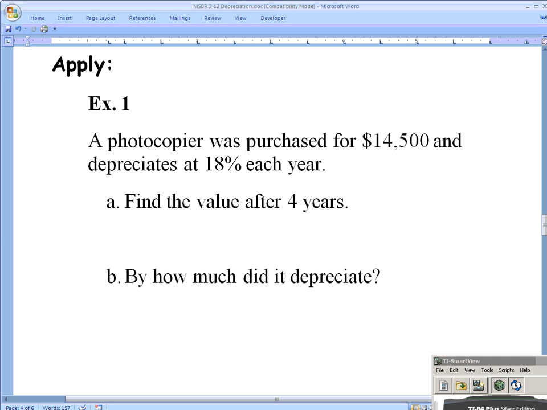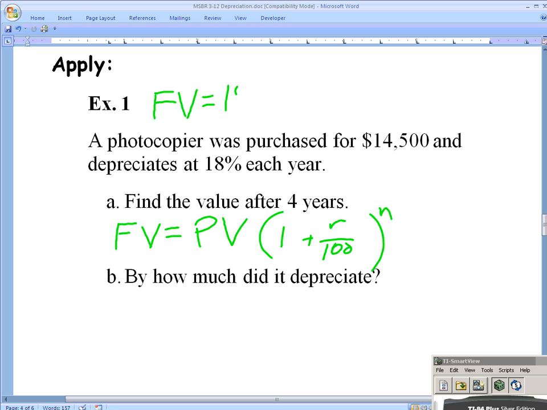So the first thing we need to identify within our formula, we're looking for our final value. We need to identify our present value and our rate, and our number of periods or years in this case. Sorry, so in the formula that would have been an n. All right, so we don't know the final value. I'm going to move my work up here, but we do know the starting value was bought for $14,500.